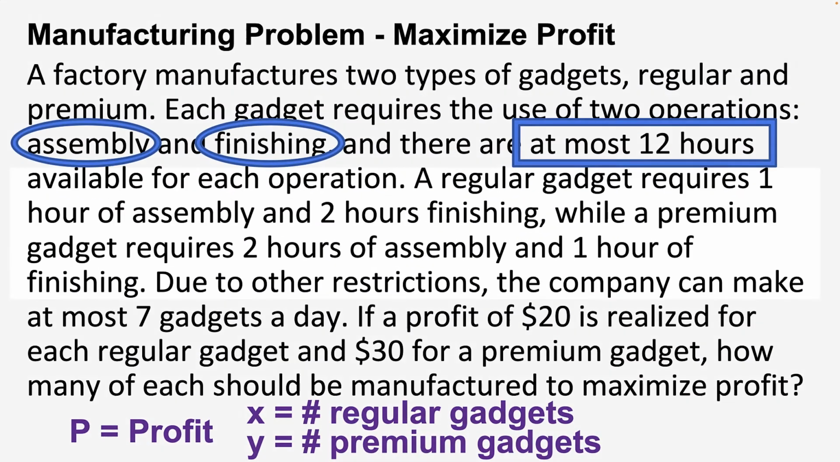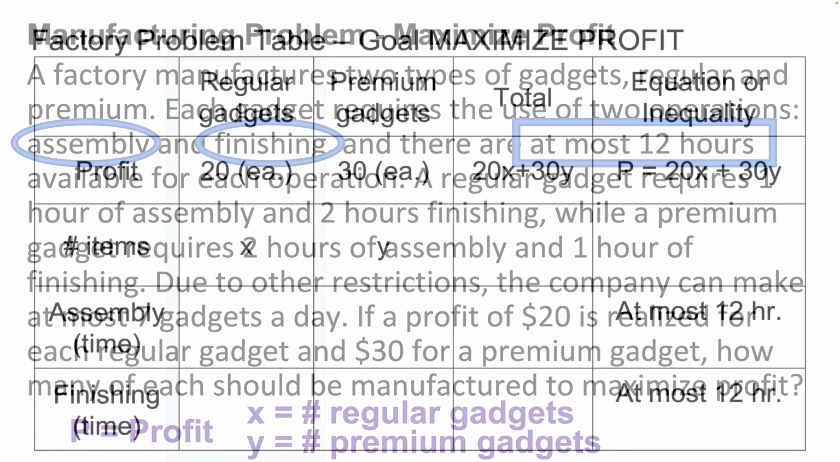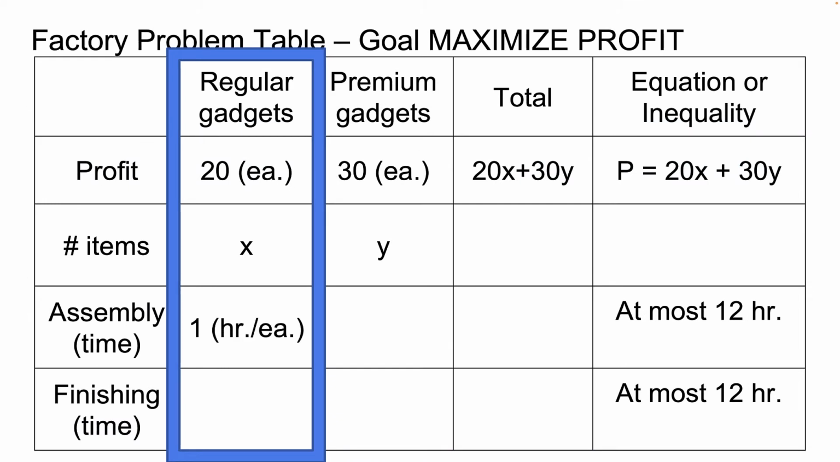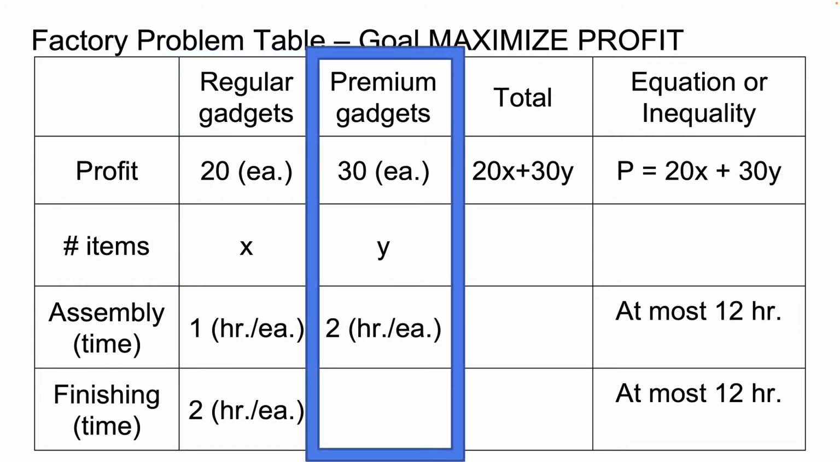It says that a regular gadget requires 1 hour of assembly and 2 hours for finishing, while a premium gadget requires 2 hours of assembly and 1 hour of finishing. So regular gadgets need 1 hour of assembly time and 2 hours of finishing time. Premium gadgets need 2 hours of assembly time and 1 hour of finishing time.